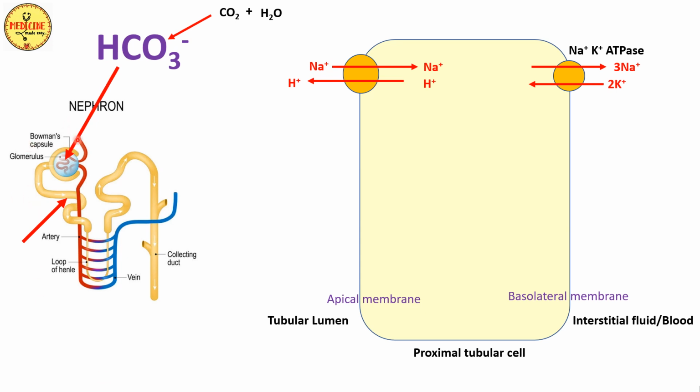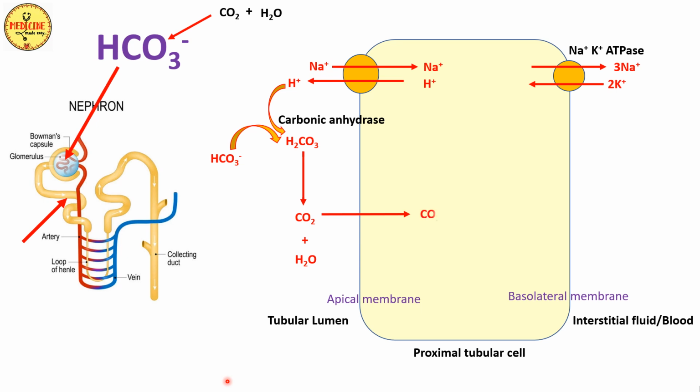Now I hope you can remember that the bicarbonate ion filtered at the glomerulus has now arrived at the proximal tubular lumen. This bicarbonate reacts with the hydrogen ion which was secreted to form H2CO3, or carbonic acid. This reaction is catalyzed by carbonic anhydrase. This H2CO3 is unstable, so it breaks down into CO2, or carbon dioxide, and water. This carbon dioxide crosses the apical membrane to travel into the proximal tubular cell, and so does the water.